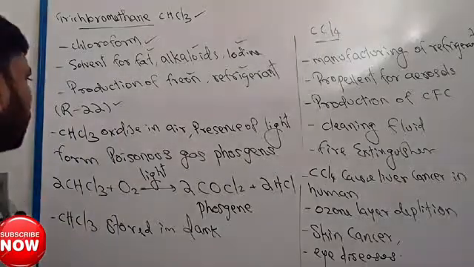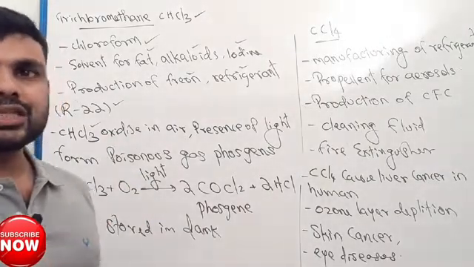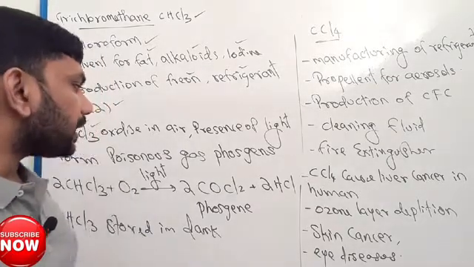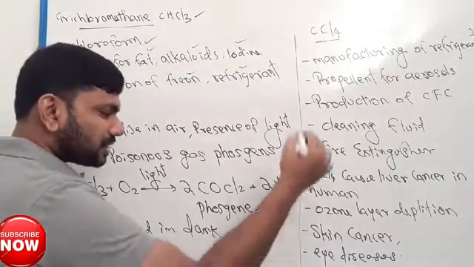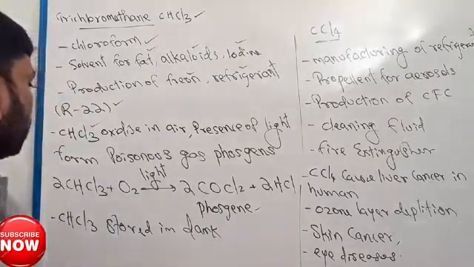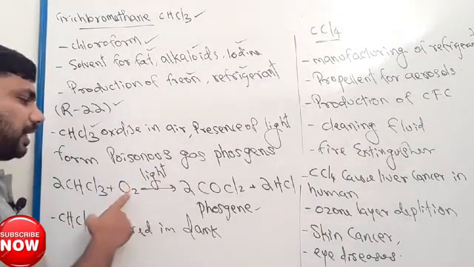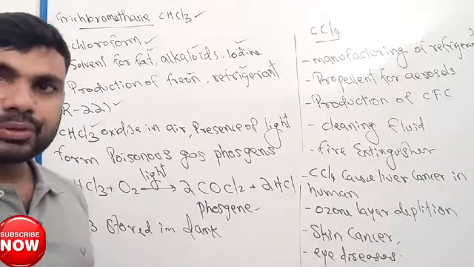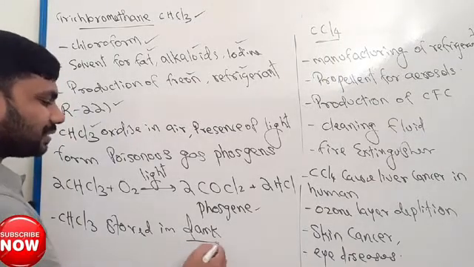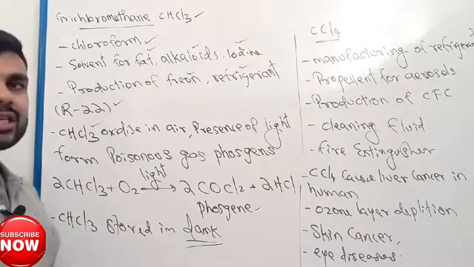Chloroform, CHCl3, will oxidize in the presence of air and sunlight. After oxidation, it produces a toxic gas called phosgene, COCl2. That's why chloroform is stored in the dark, in a dark bottle, to prevent oxidation of chloroform.